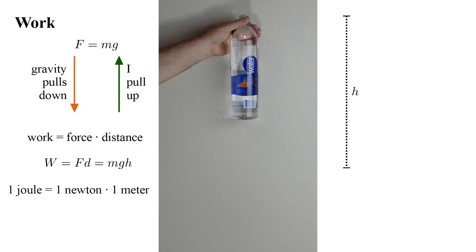We define 1 joule, the unit of work, as 1 newton of force acting through 1 meter of displacement. Its symbol is capital J, and we write 1 joule equals 1 newton meter. A newton is 1 kilogram meter per second squared. So in base units, the joule is 1 kilogram meters squared per second squared. Since velocity is meters per second, we see that the units of work are the same as the units of mass times velocity squared.